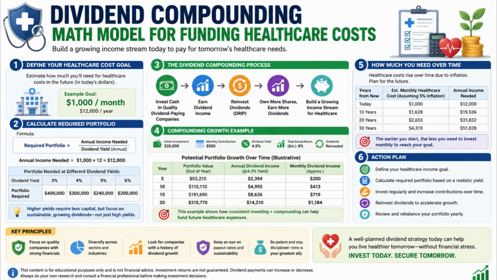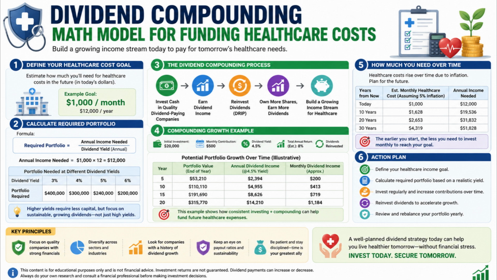A healthcare income plan should not only focus on today's cost. It should also consider future inflation, medical uncertainty, insurance changes, and unexpected expenses. A dividend portfolio may help, but it should be part of a broader financial plan that may include emergency savings, insurance coverage, retirement planning, and professional advice.